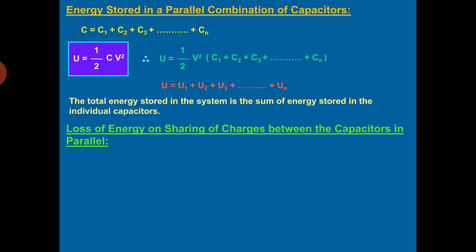Now come to the next part, that is loss of energy on the sharing of charges between the two capacitors which are connected in parallel. Right? Now, if we consider two capacitors charged to different potentials, right? We are considering two capacitors having capacitances say C1 and C2. They have charges Q1 and Q2 and they are charged to different potentials say V1 and V2.